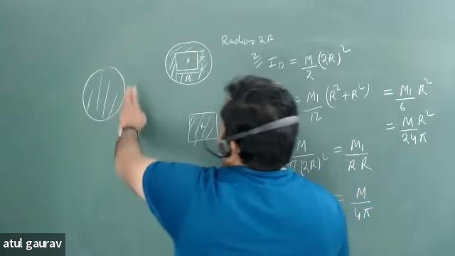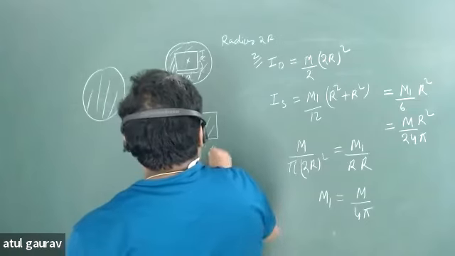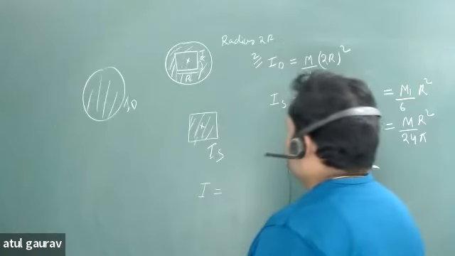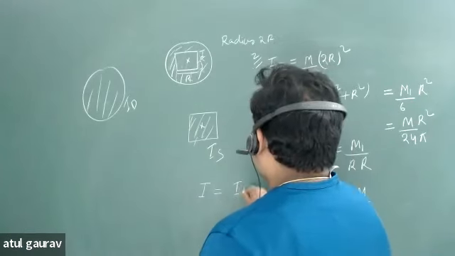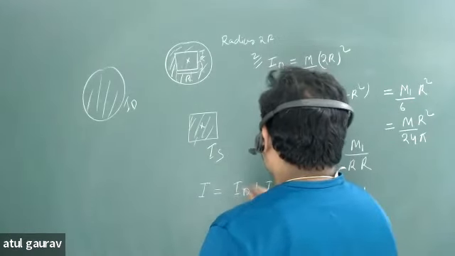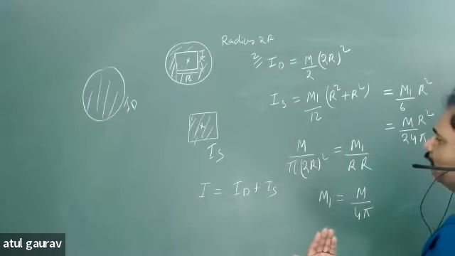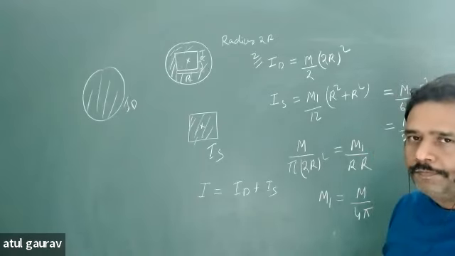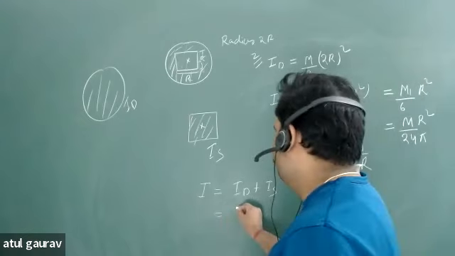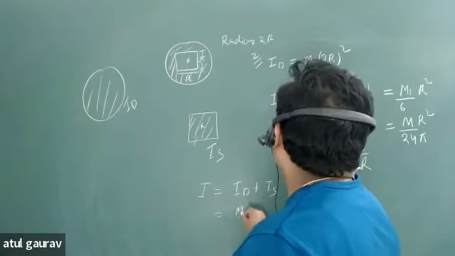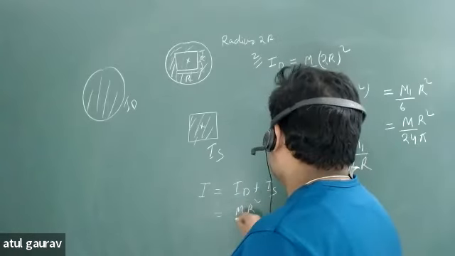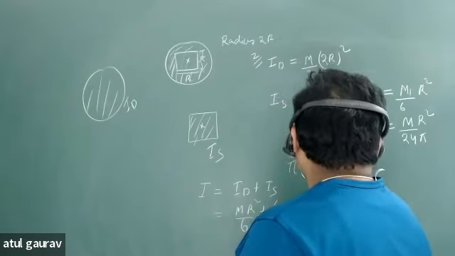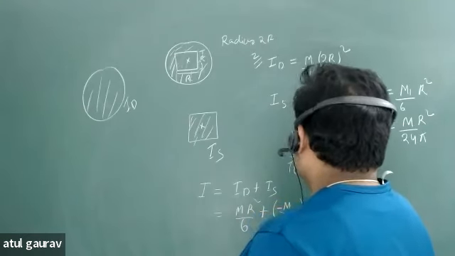Now, पहले इसका निकाल लिया ID, इसका निकाल लिया IS. अब कंप्लीट सिस्टम का जो निकालोगे, what will be that particular thing? ID plus IS. But this mass is going to be removed from here. So this mass will be negative mass, isn't it? So what will happen? Basically, this will be m r square by 6 plus you will just get minus m by 24 pi into r square, isn't it?